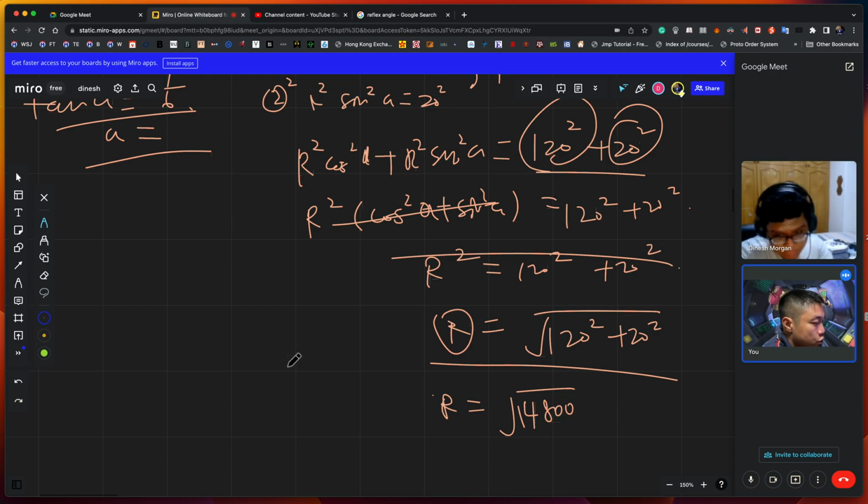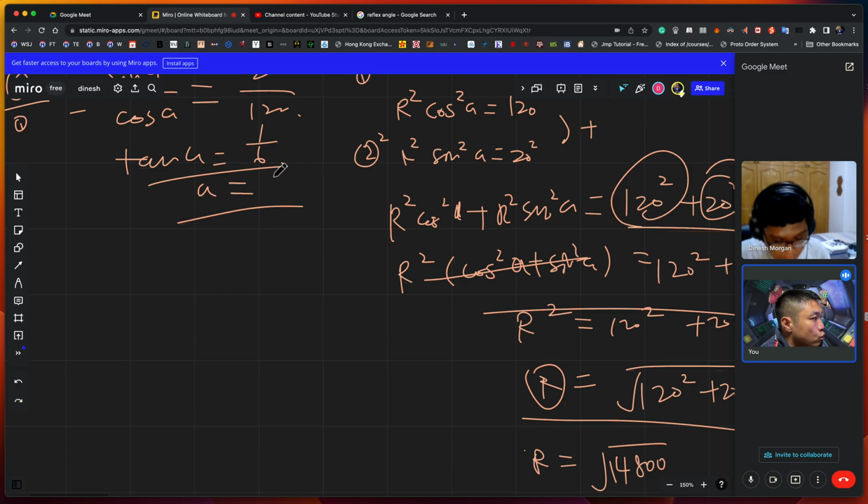Very good. So what is your A? Tangent A equals 1 over 6. Tangent inverse of 1 over 6. Just one decimal place, please. It's in degrees, right? Yep. So in degrees, it should be 9.5, 1 decimal place. Okay, good.